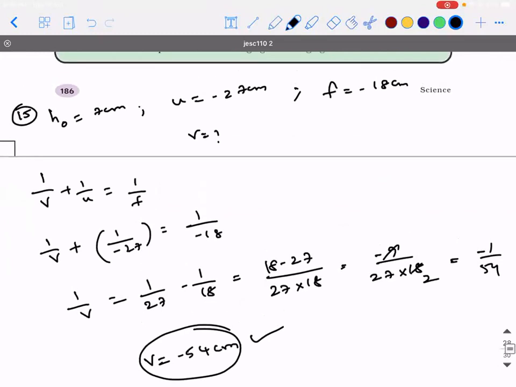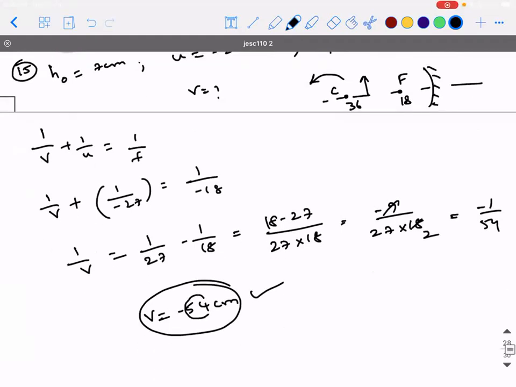So let's verify whether it is right. It is a concave mirror of focal length how much? 18. So if the focal length is 18, how much will be the radius of curvature? It will be 36. So object is placed at 27, means it is placed between C and F. Where will the image be formed? It should be formed beyond C, and beyond C it is 54, which is right. You need not even verify the answer. Minus 54, 90% you are right. Only for the number you need to verify.